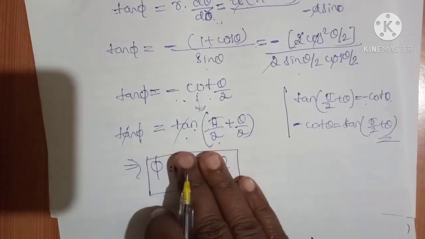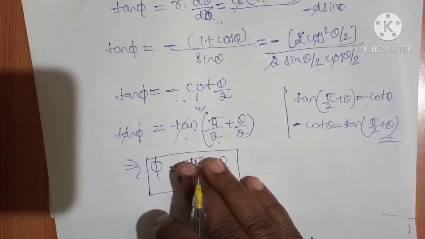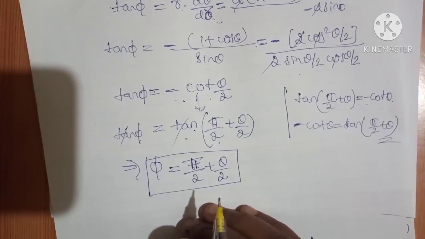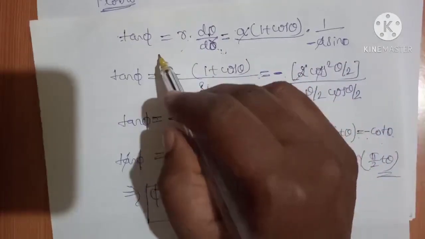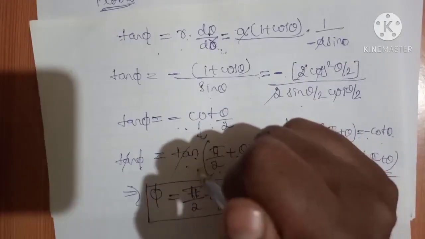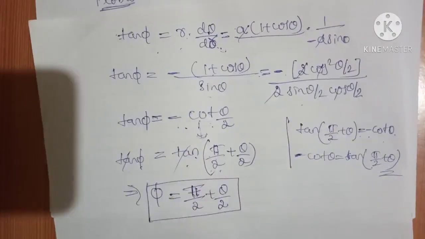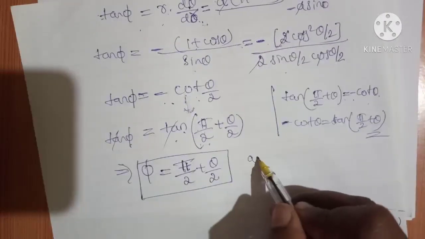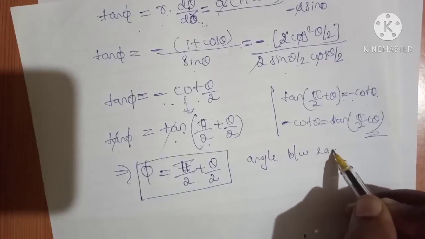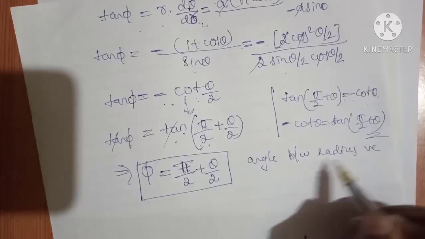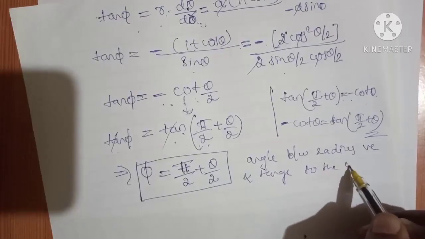Problems are very simple. First, differentiate the given curve, we will get dr by d theta value. Then taking reciprocal, we get d theta by dr value. Substituting in the formula and simplifying, we get the required angle. So that is the required answer. So this is the angle between radius vector and tangent to the given curve.